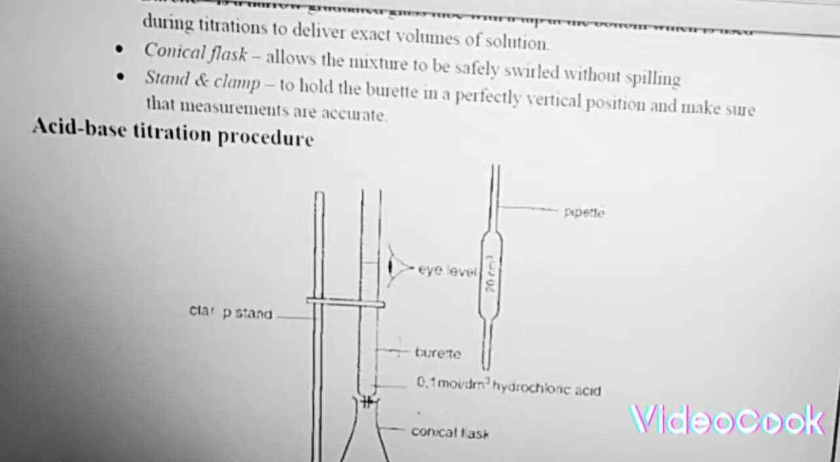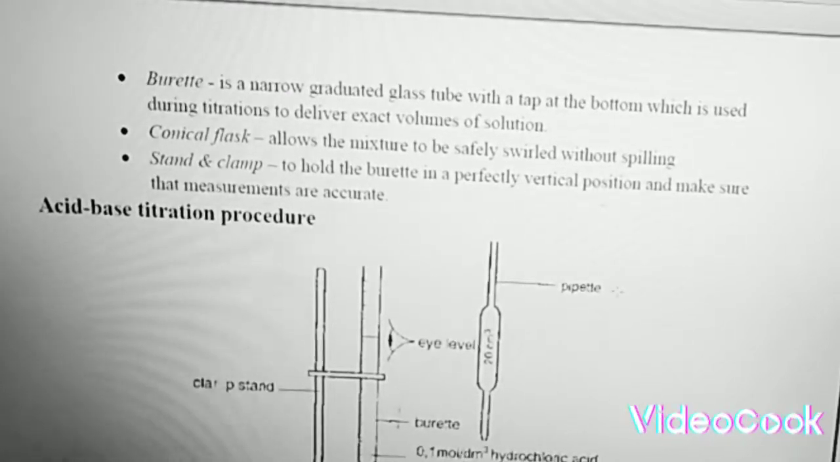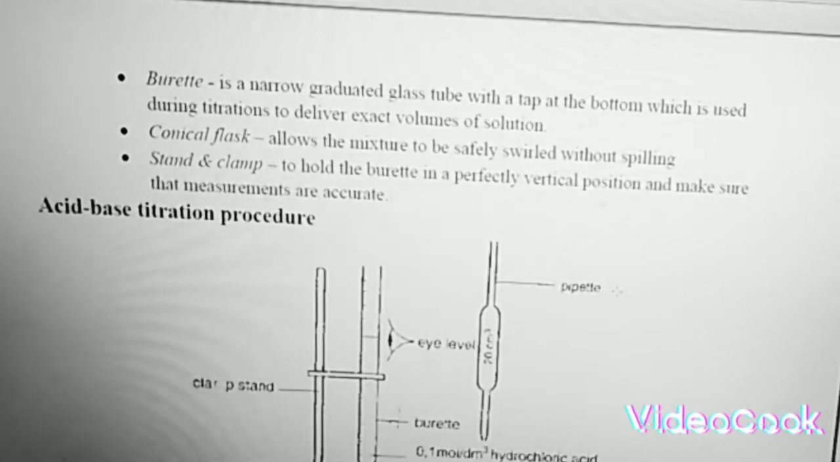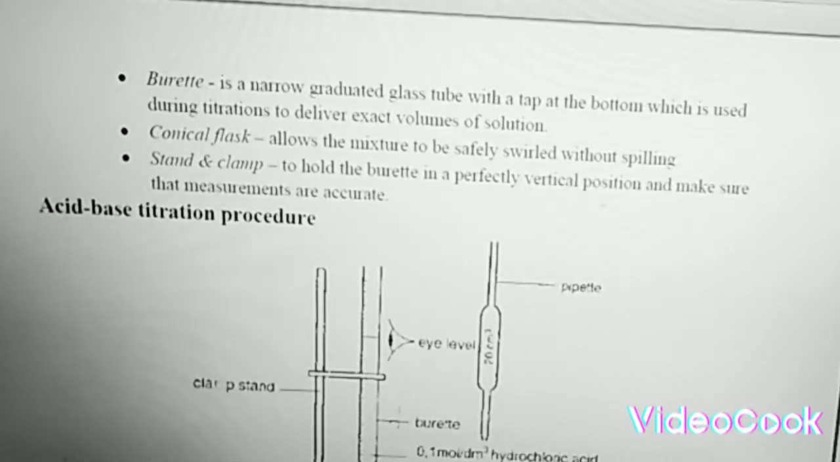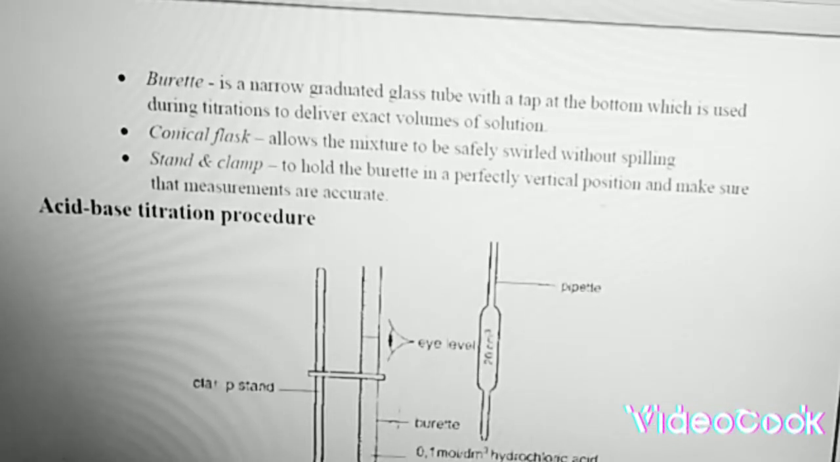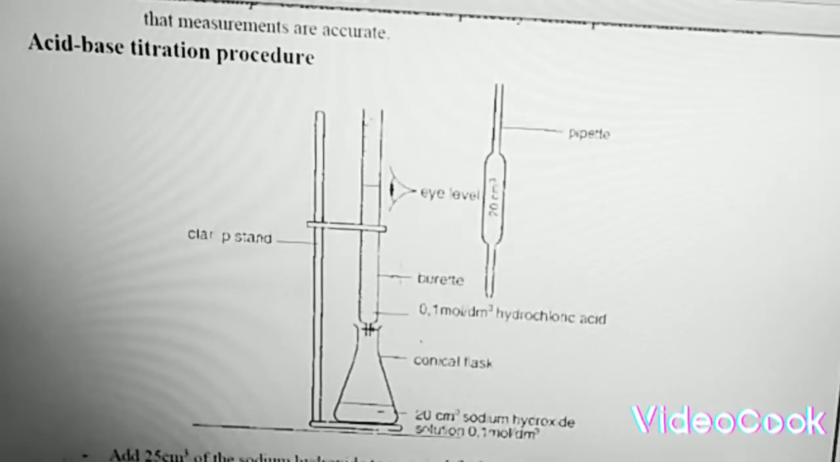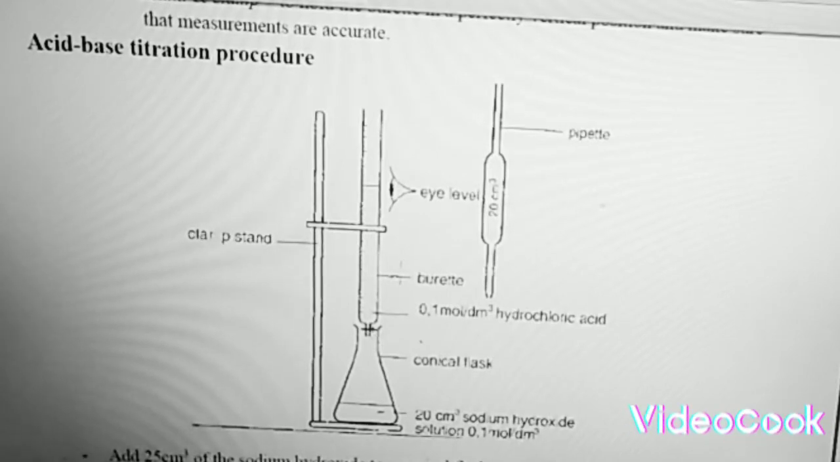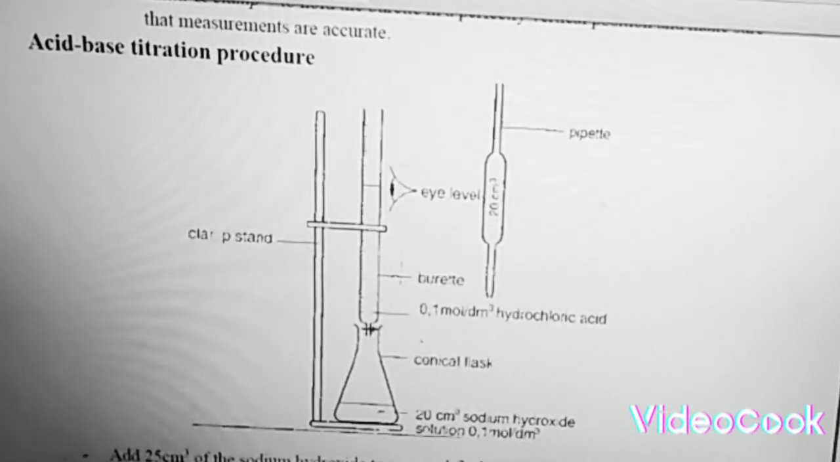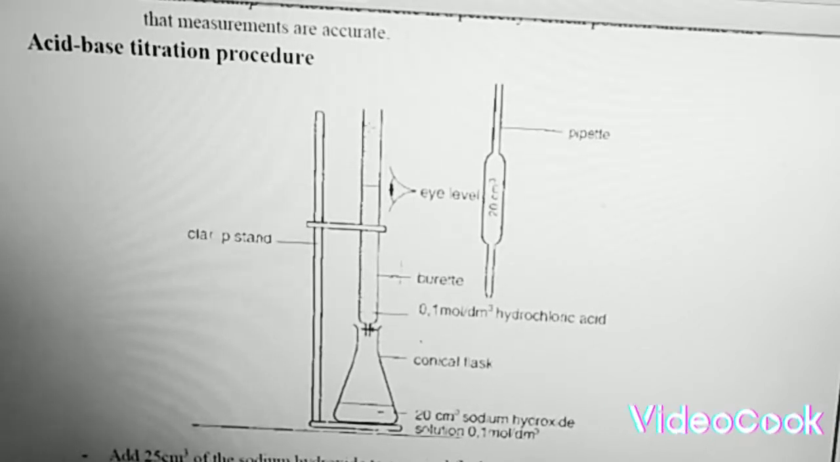Okay, so we have what we call the burette. This is a narrow graduated glass tube with a tap at the bottom, which is used during titration to deliver exact volumes of solution. Now we have our diagram. I want you to have a look at it. Okay, this is our burette, this one. It is graduated and it has a tap there. So you can actually control how much of the solution that is in the burette you want to allow to enter this conical flask.